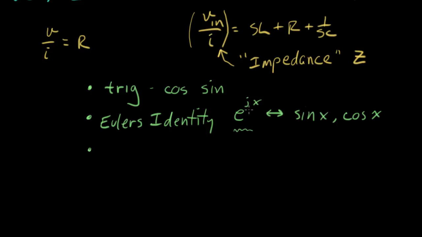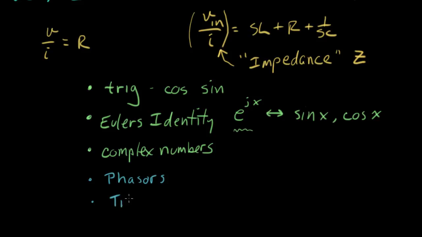Now, when we use Euler's identity, we're going to get this little complex number that keeps coming up. So we're going to review complex numbers. That's the 3 review topics. And then we're going to move on, and we're going to do, after that, we'll define something, these phasors. Then we'll look at the transformation. So that's SL and R and 1 over SC.